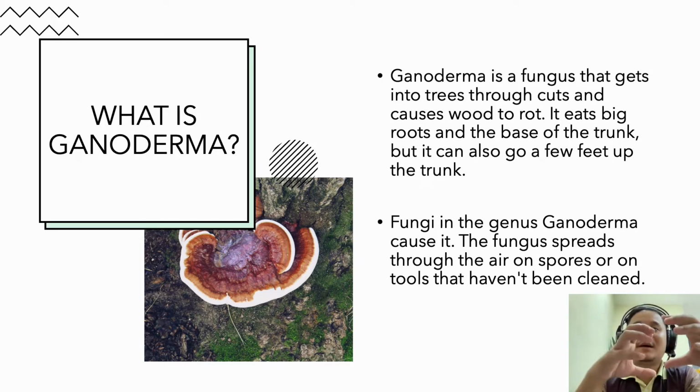What we know is Ganoderma eats the trunk. If we cut the trunk, we can see it like a hole and the black color. The fungus of the genus Ganoderma causes it. The fungus spreads through the air on spores or on tools that haven't been cleaned.